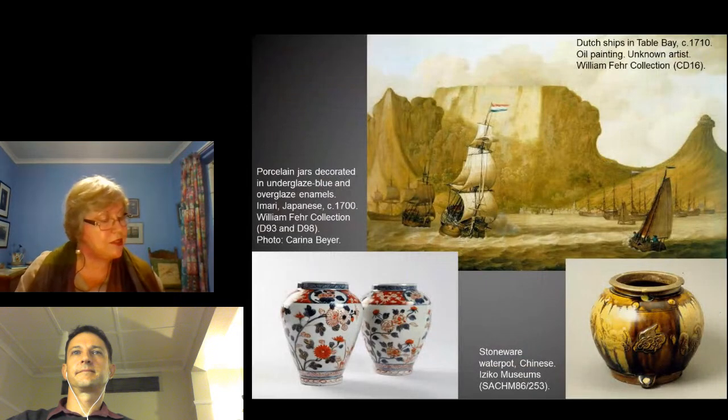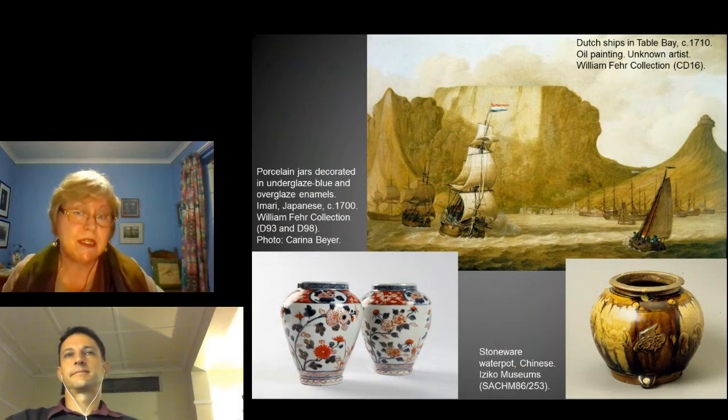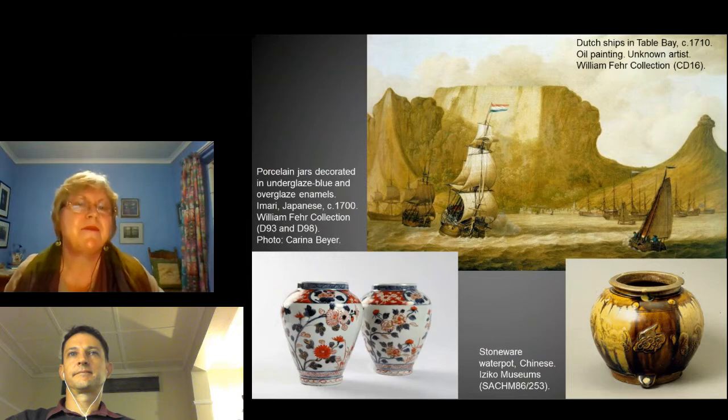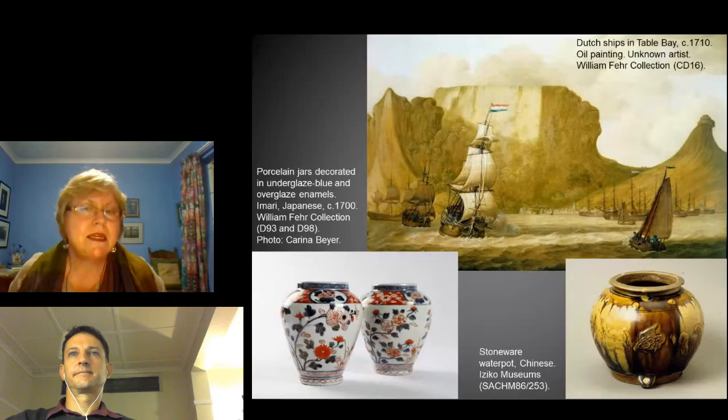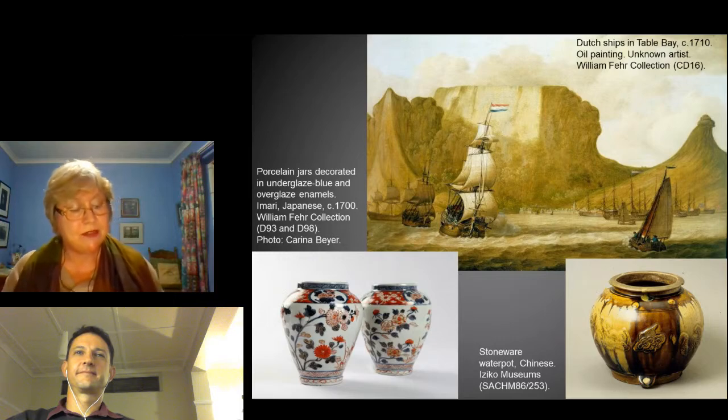What I would also like to say at this point is that although the underglazed blue and white was mostly ordered officially by the VOC for the burghers at the Cape, the polychrome wares were often ordered via private trade, legally or not so legal. So that was definitely a sign of private trade, the enameled wares.